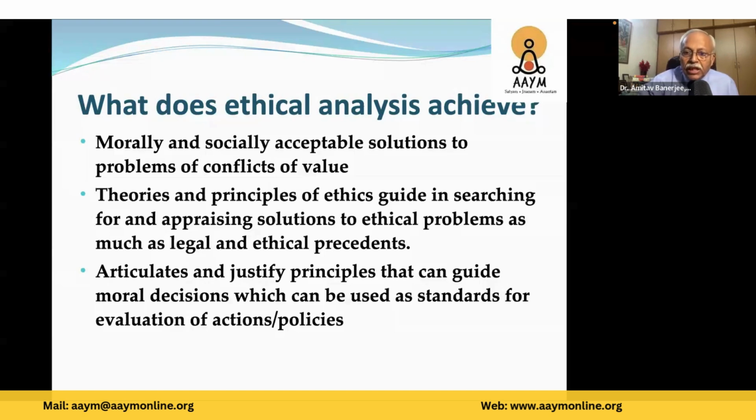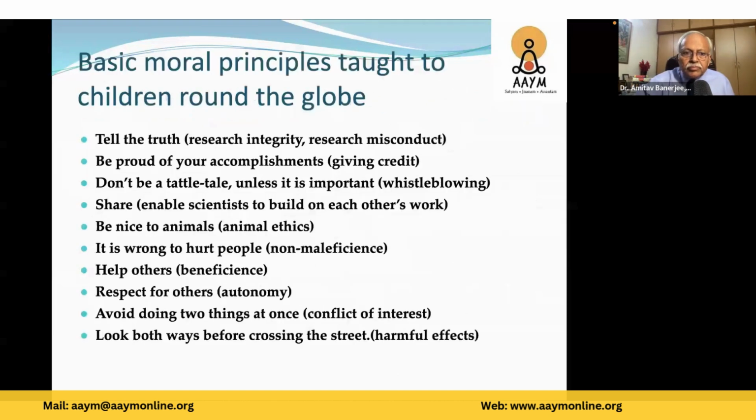Theories and principles of ethics guide the search for an appropriate solution to ethical problems, much as legal and ethical precedents do. Of course, there are certain ethical principles, which we will be enumerating, that will act as a compass. None of those should be violated as far as possible. They are articulated and justified principles that can guide moral decisions, and can be used as standards for evaluating actions and policies. The five core principles will make us critically appraise any situation.